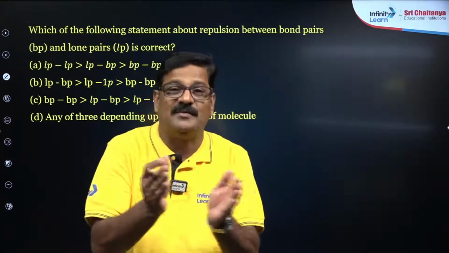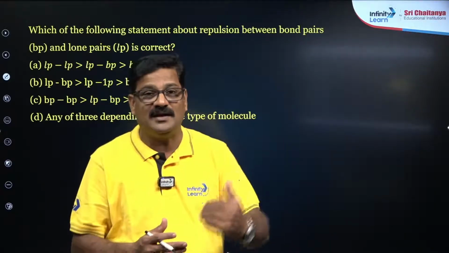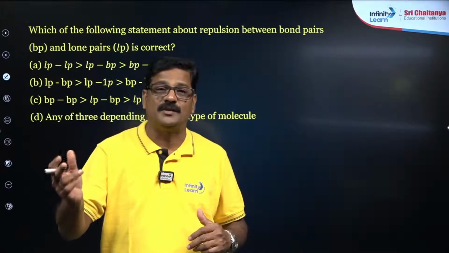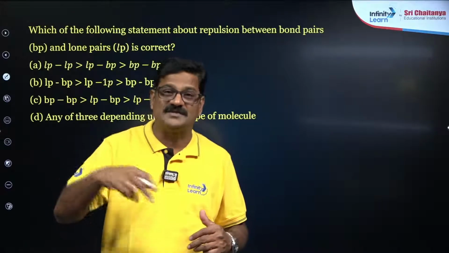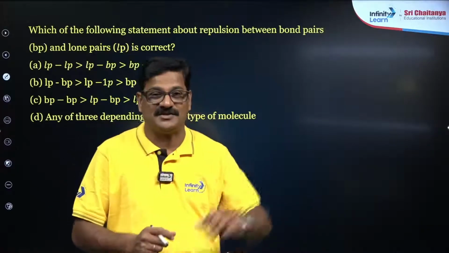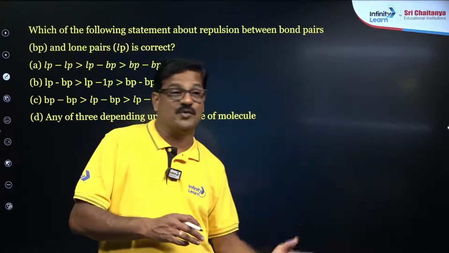ये pairs हमेशा repulsion करते जाते हैं, क्योंकि lone pair is bonded to only central atom, whereas bonded pairs are between the central atom and the bonded atom, so that it causes less repulsion, and the lone pair causes more repulsion because it occupies more space.